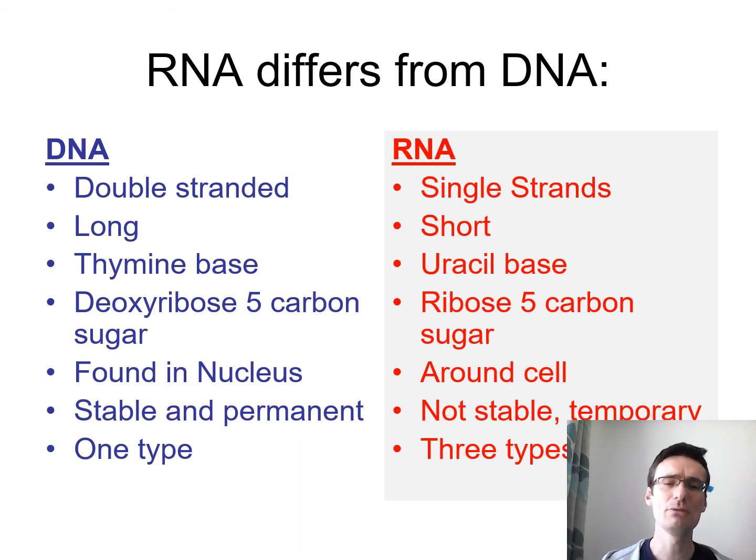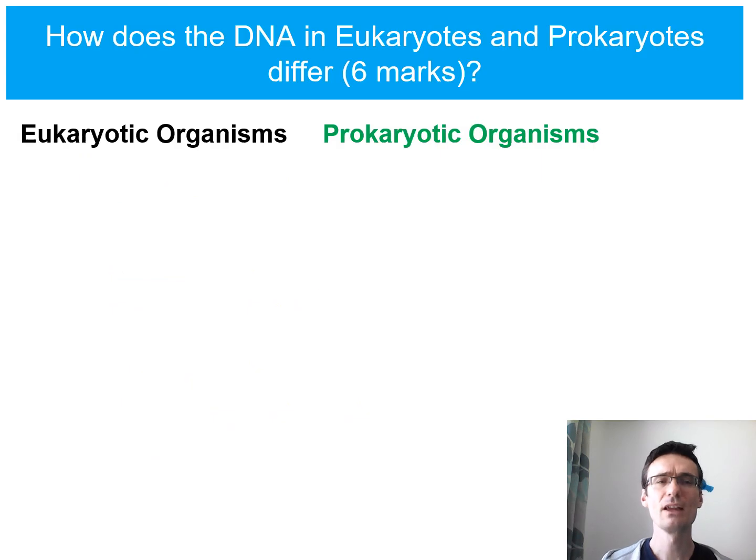DNA is a stable and permanent structure, obviously really important, and it can be replicated and it has to be stable to do that, whereas RNA is not stable and it's a temporary structure because it's only used until the protein's made and then it's broken down and recycled. There's only 1 type of DNA, whereas there are 3 types of RNA. And the last thing is, imagine you've got this question: how does DNA in eukaryotes and prokaryotes differ?